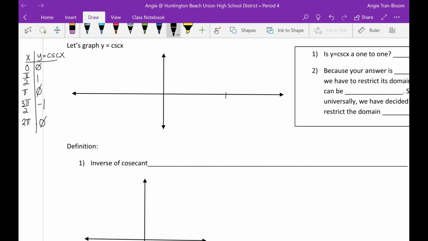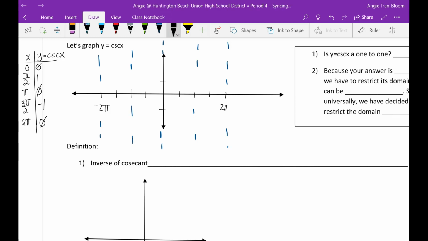So what is happening is I'm going to do a period to the left and a period to the right. And I'm going to have a few asymptotes, as you can see, starting at 0. Okay, and then there's another asymptote at pi and 2 pi, and similarly to the negative period.